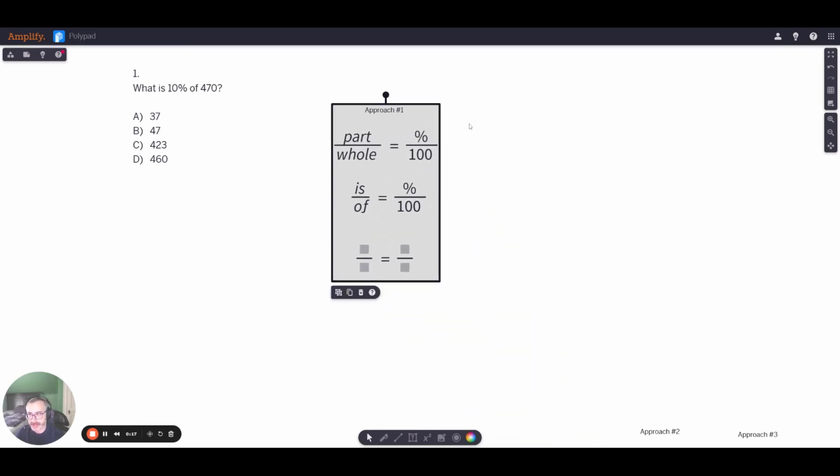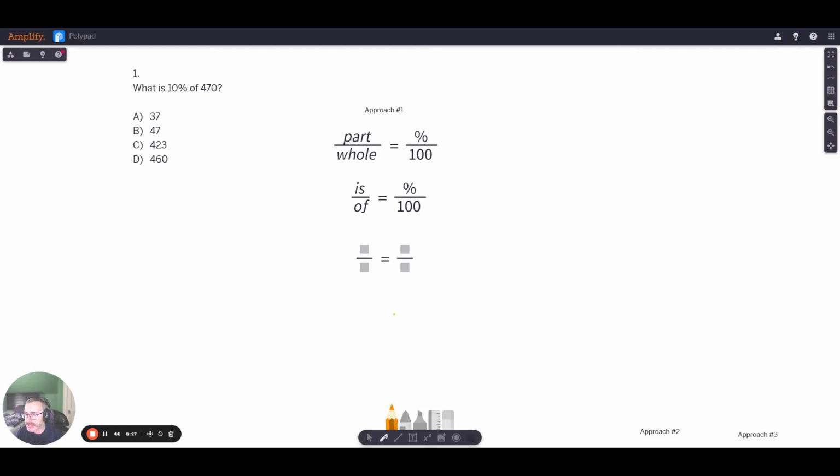One approach is using a formula. You may have seen the formula part over whole equals percent over 100. You may have also seen it as is over of is equal to percent over 100. Let's see if we can find the information in our given statement and plug it into our formula. So one thing I might try to find is this percentage. Well, the percentage in the question is 10. So I can fill in a 10 over here.